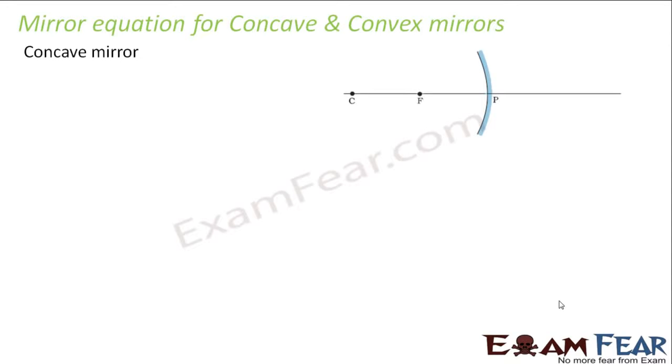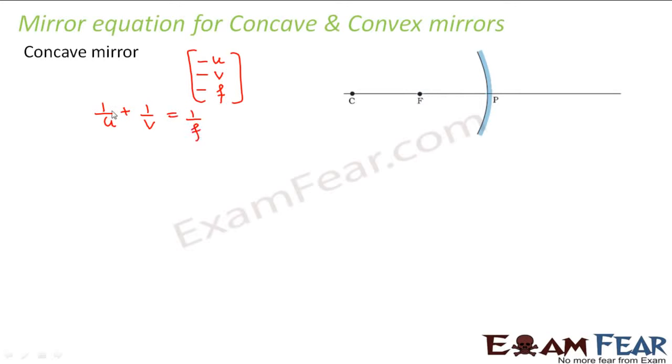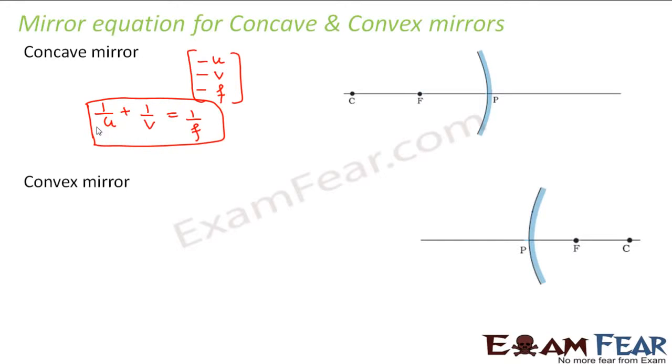Now in case of concave mirror, what was my mirror equation? For a concave mirror, the object distance was minus u, image distance was minus v, and focal length was minus f. And the mirror equation was 1 by u plus 1 by v is equal to 1 by f. Right? This was in case of a concave mirror. Now let us consider a convex mirror.